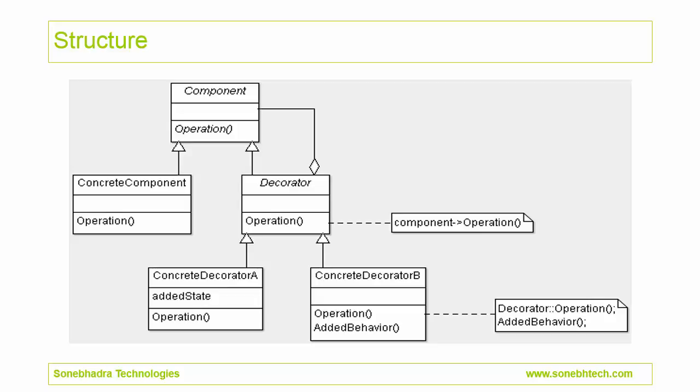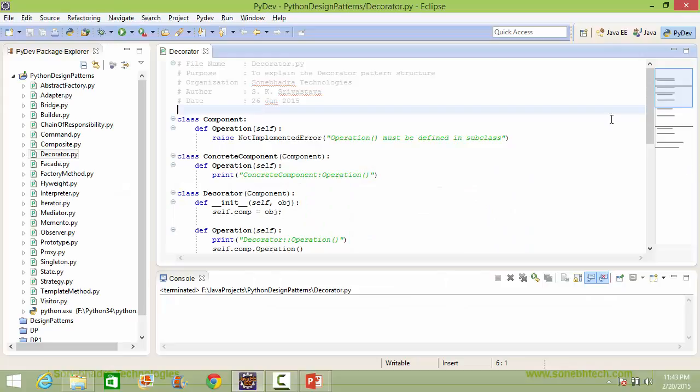This is the structure of decorator pattern. We will see how this is implemented in Python source. Here is the class component. It has method operation. This method must be defined in subclass. Otherwise, if it is used, then it will throw error.